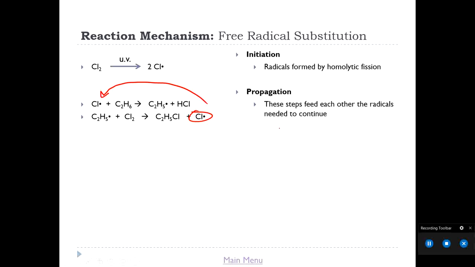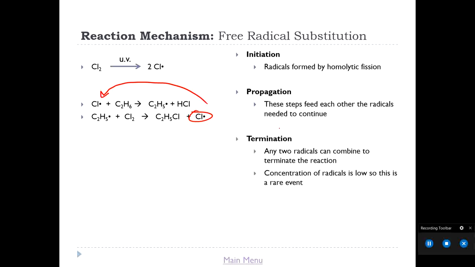We create more and more radicals very rapidly due to the fact they're so reactive. Lastly, we have termination. Any 2 radicals can combine to terminate the reaction. At the beginning, the concentration of radicals is very low, so they're not really going to find each other to react. They're going to find everything else first. So the propagation steps continue until we build up the amount of radicals, and then they start finding each other.